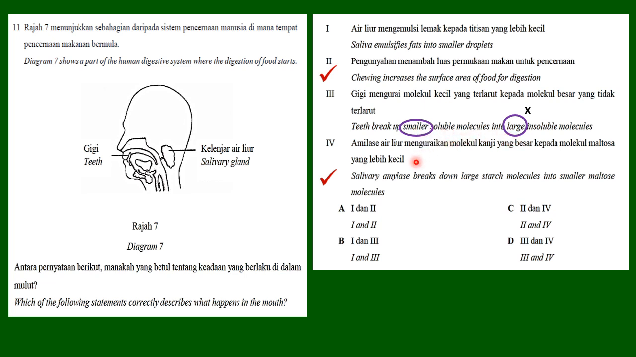Next, salivary amylase breaks down large starch molecules into smaller maltose molecules. Salivary amylase is an enzyme. It breaks down the large starch molecules chemically, through hydrolysis, to form smaller maltose molecules. This is correct. This is the process of digestion or hydrolysis carried out by the enzyme salivary amylase. So answer is 2 and 4. So answer is C.